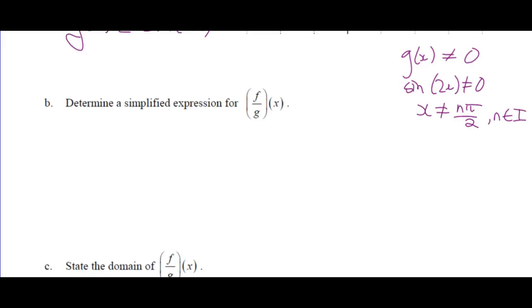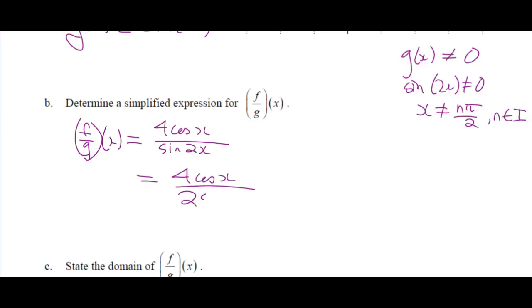Okay, simplified expression. So what do we have? We've got f over g of x is equal to, so what do we say? 4 cos x over the sine of 2x. All right, where's my formula sheet? What's the sine of 2x? That's 2 sine x cos x. Does it make sense to do that? 4 cos x over 2 sine x cos x.